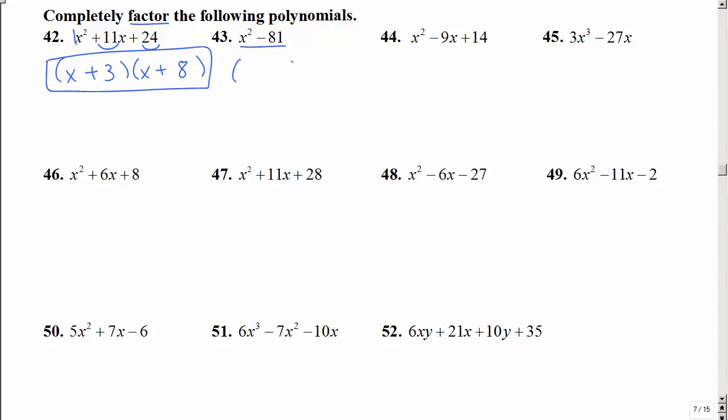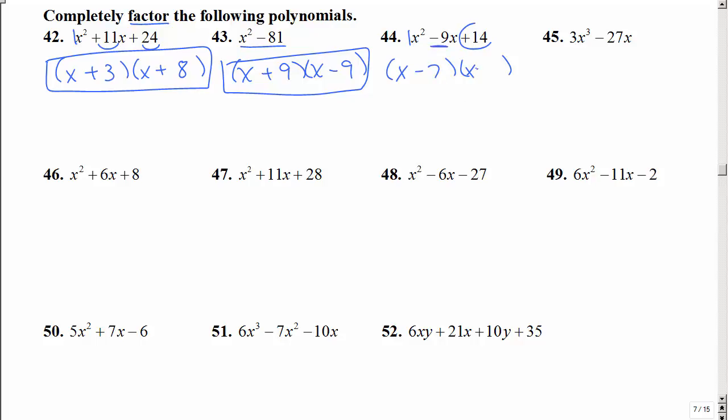This one, that's the difference of two squares. You should know that 9 times 9 is 81. The next one is just like the first one. We have a coefficient of 1. So we say what multiplies to get 14, adds to get negative 9. And that would be negative 7 and negative 2.